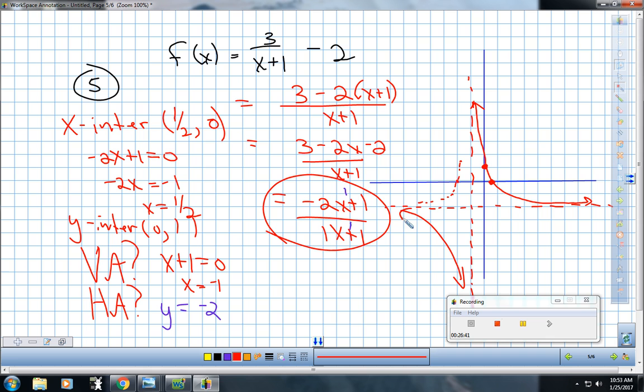And then my insurance policy is I just plug a couple points in. So if I stick in -2, let's put in -2. That's to the left of the vertical asymptote. If I put in -2, what am I going to get? Right? -5, if I plug it in here. So (-2, -5), and that just kind of confirmed what I already knew. Does that make sense?